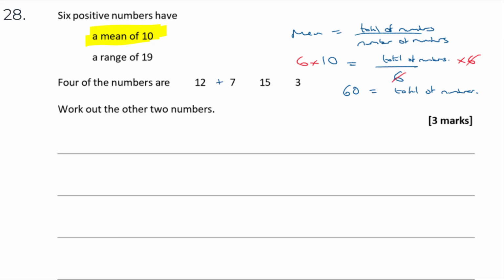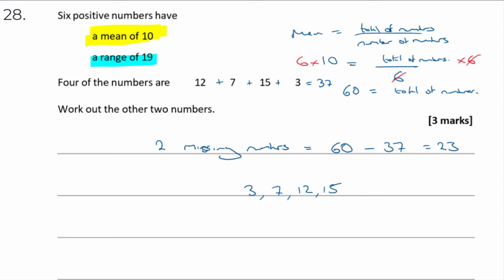At the moment, I've got 12 plus 7 plus 15 plus 3. That adds up to what? 12 and 7 is 19, and 15 is 34, and 3 is 37. So they add up to 37, which means that the 2 missing numbers are going to be the total minus the total of the 4 that we know. So that leaves 23. Now I'm just going to rewrite these in order. So I've got 3, 7, 12 and 15. Now I've got 2 extra numbers to add.